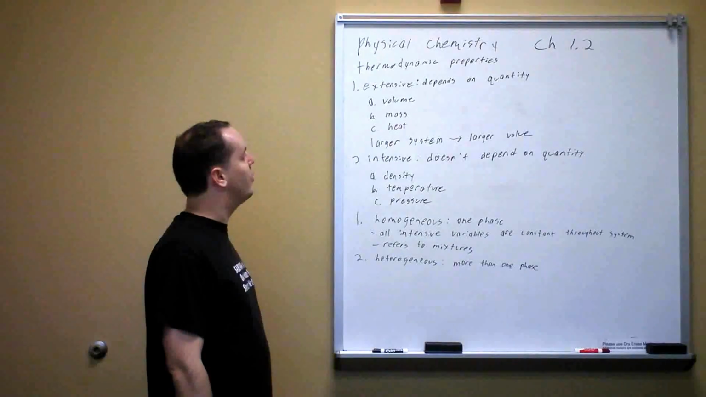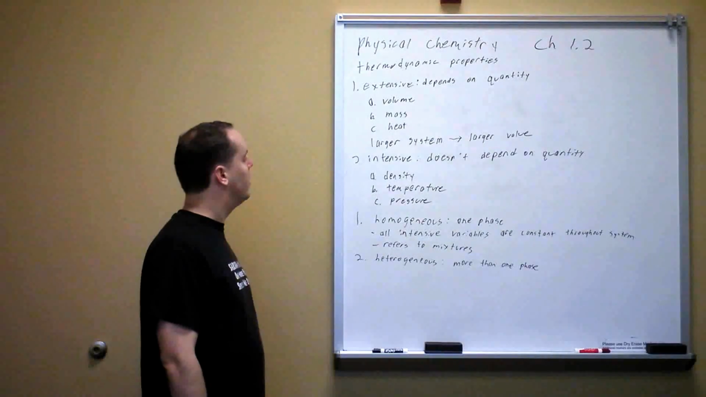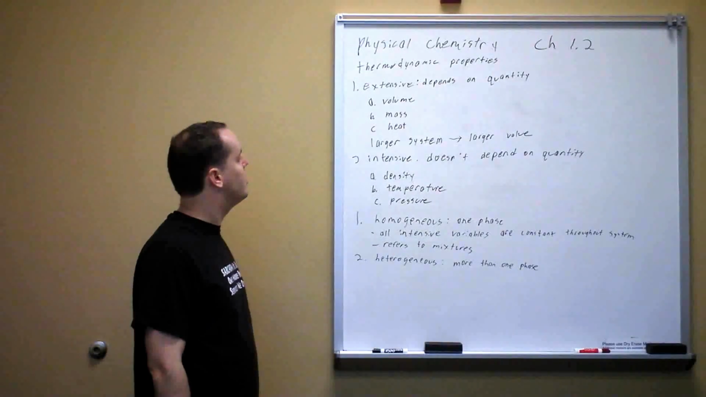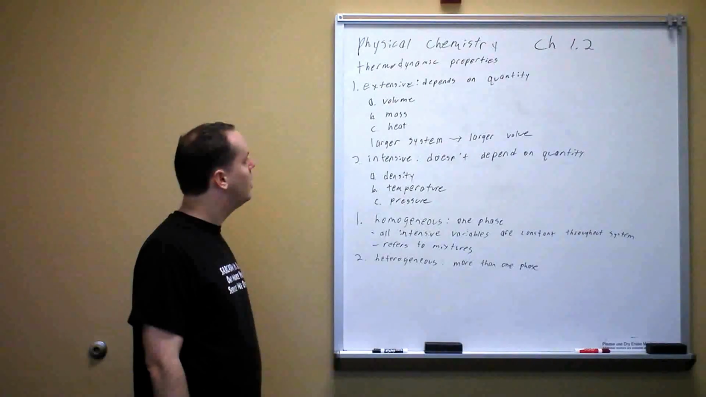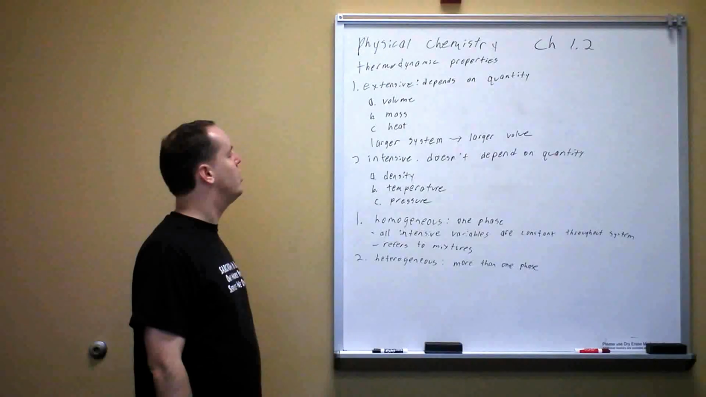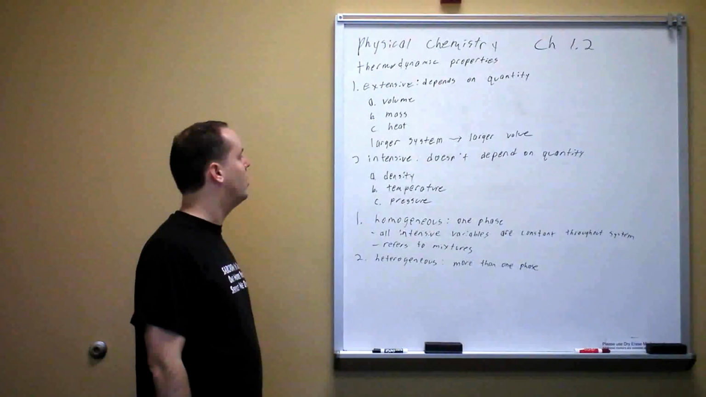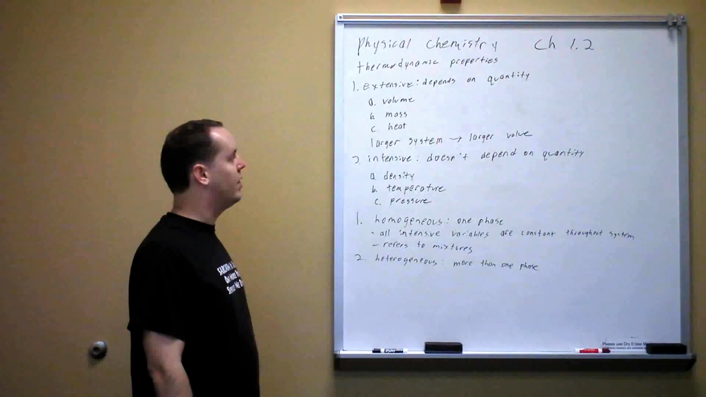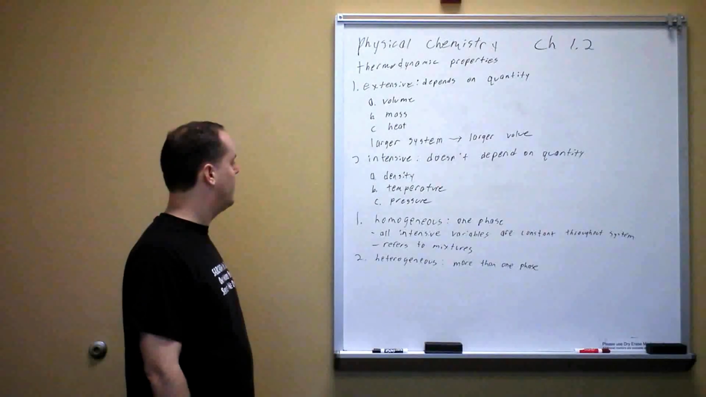An intensive system is one that doesn't depend on quantity. Examples of intensive variables are density, temperature, and pressure. And the important thing about intensive variables, whether you have a really large system or a really small one, large, small, in between, the intensive variables will be constant.